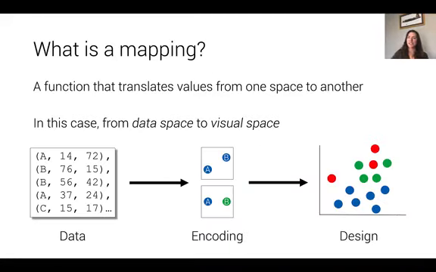So I want to start today's lecture by recapping a little bit: what do I mean when I talk about a mapping? As a reminder and refresher from our last video, mappings are functions that translate values from one space to another. In the case of visualization mappings, we're translating from our data space to our design space. And we're doing so by choosing our encodings and choosing the mathematical functions we use to go between data value and visual channel.